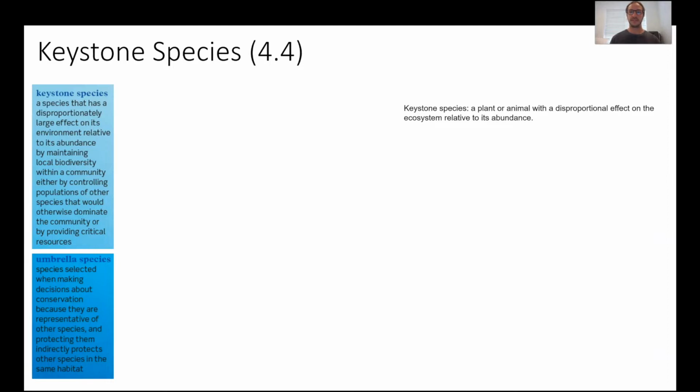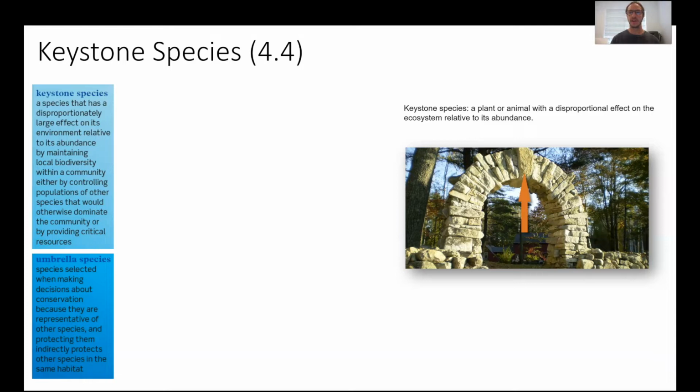We'll start with a definition. A keystone species is a plant or animal with a disproportional effect on the ecosystem relative to its abundance. So it has a big effect based on a small number of species. It can theoretically be positive or negative. If we look at an archway, the keystone or cornerstone is that piece that holds everything together. Without it, everything else crumbles. So keep that thought process in mind as we talk about species now.